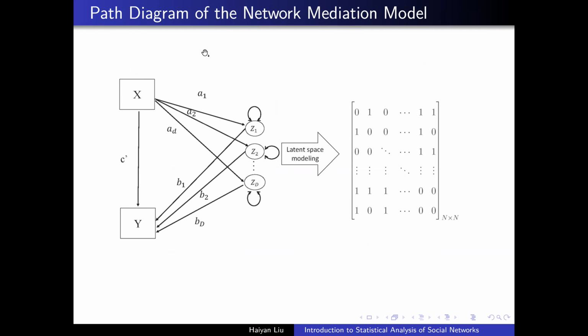Now, here is a path diagram of the network mediation model. We have the latent space model part, which uses the latent positions to predict the network. Or by using the network information, we could understand the latent positions. And then the latent positions are involved in the mediation path directly. They are the actual mediators. So the latent space is a low-dimensional representation of the high-dimensional network. So now we could match the dimensions of the data.